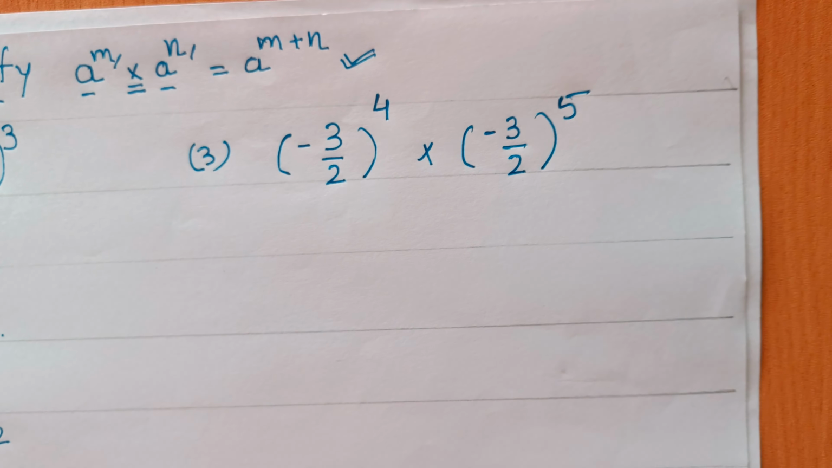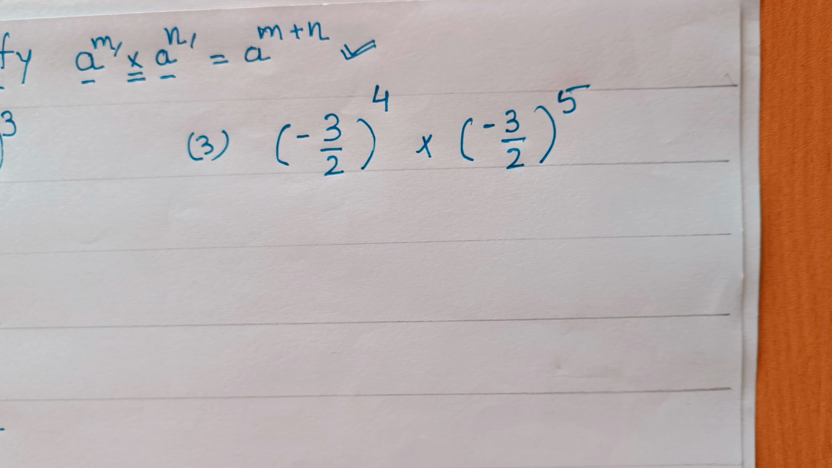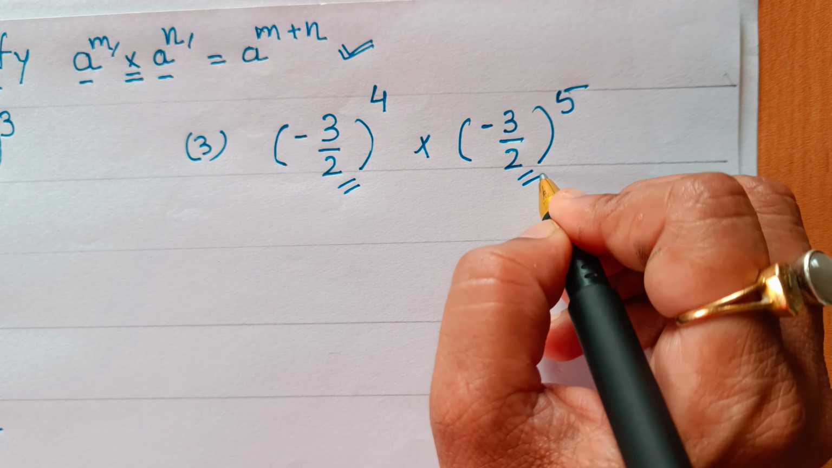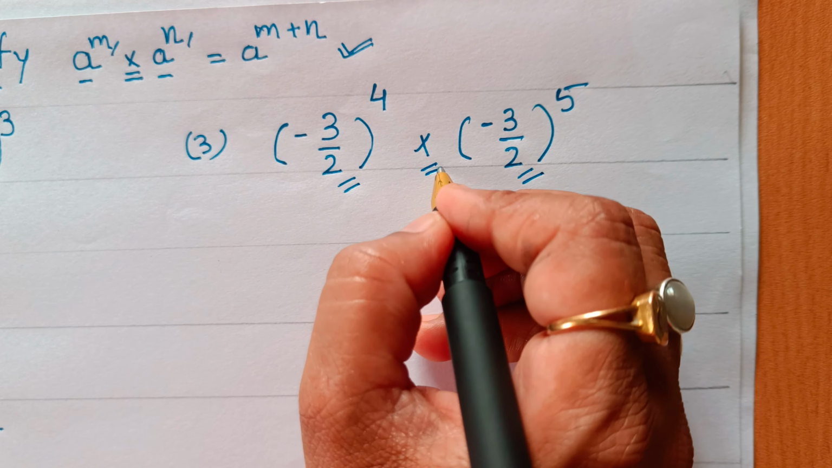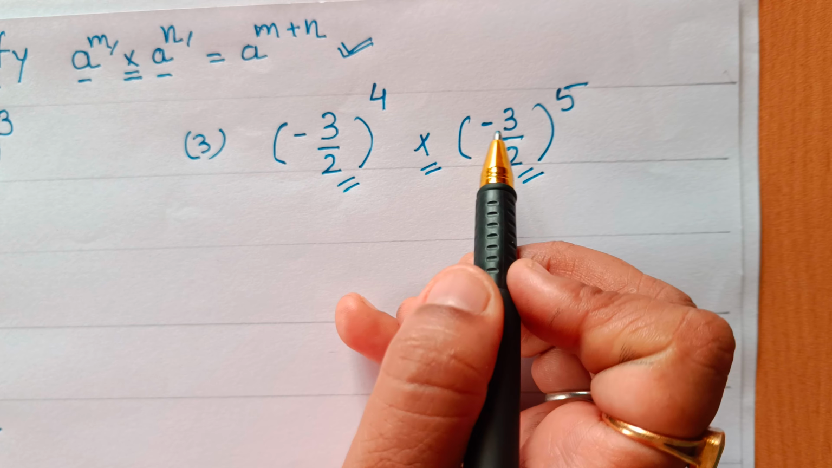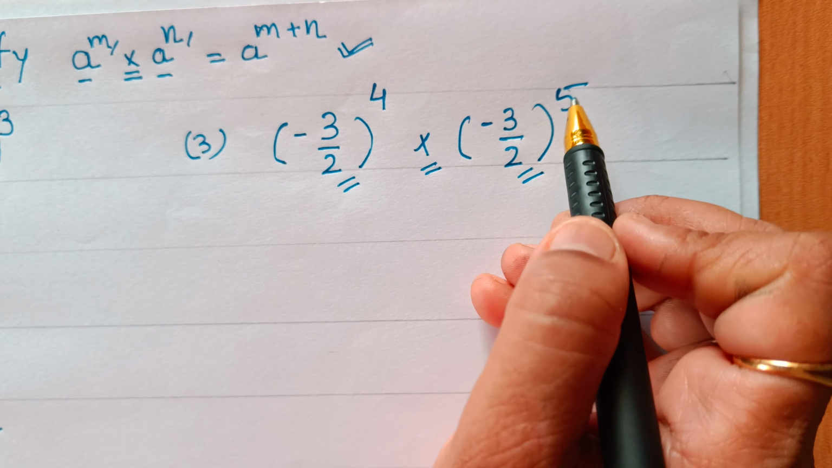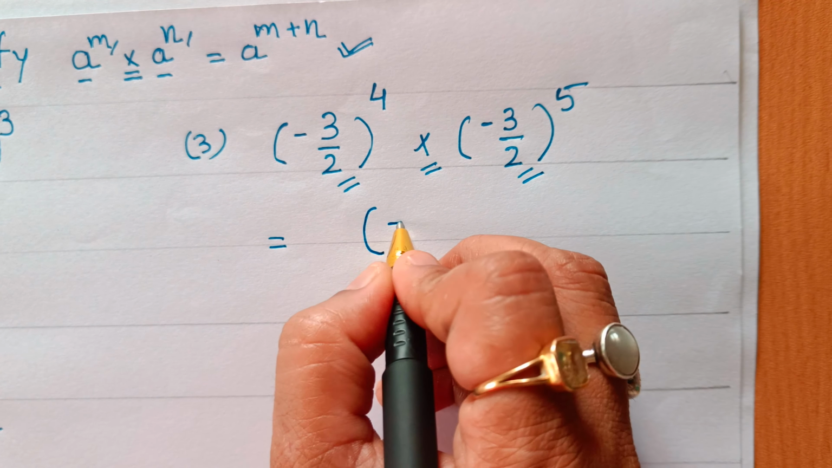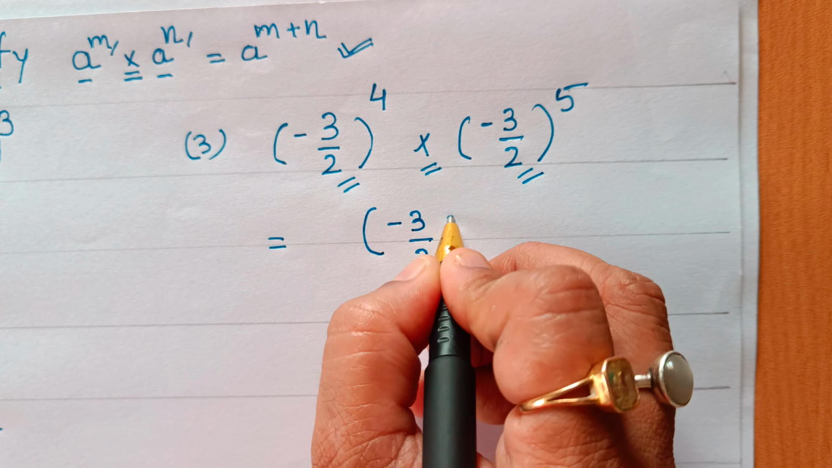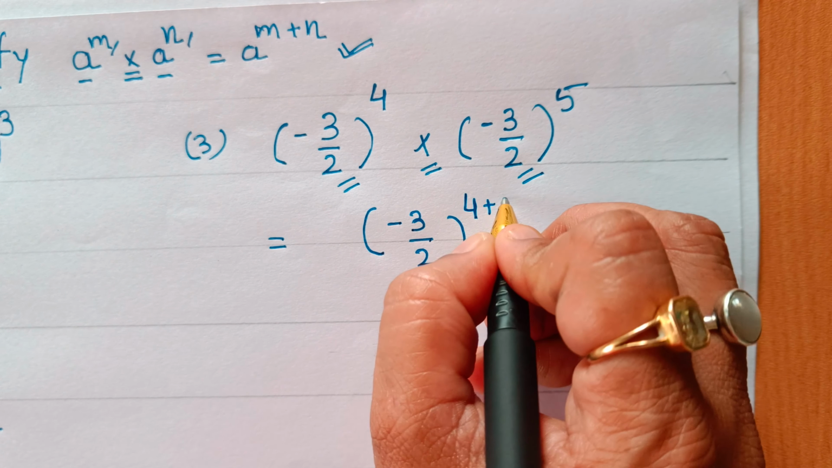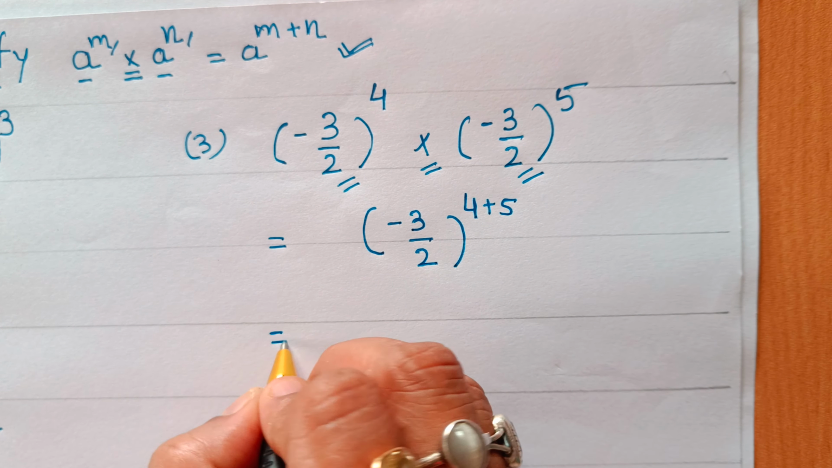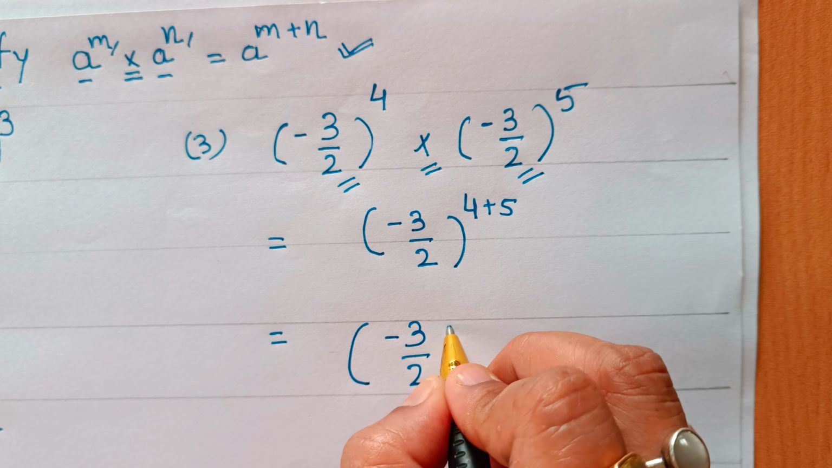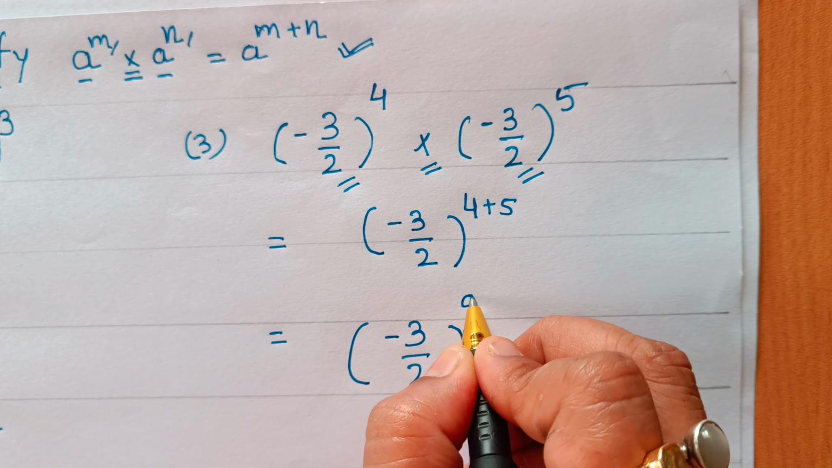Now children, in the third sum, the base is minus 3 by 2 and minus 3 by 2 in multiplication. So the base is the same and the powers are different, so we add the powers. Therefore, minus 3 by 2, addition of powers 4 plus 5, is equal to minus 3 by 2 raised to 9.